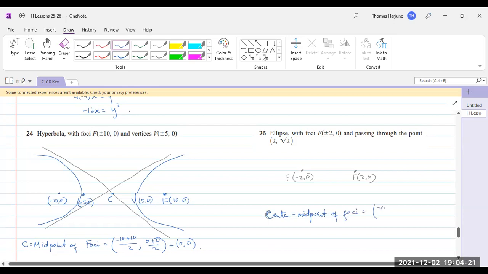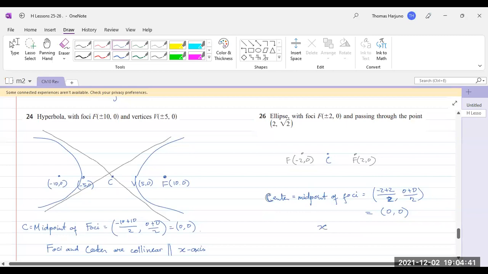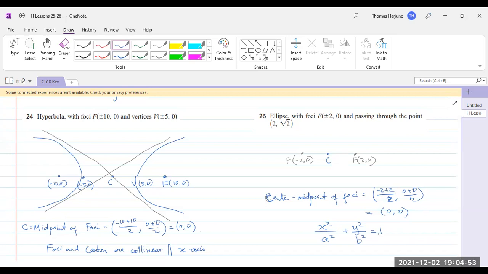That is negative 2 plus 2 over 2, 0 plus 0 over 2. I'm sorry, that's the origin. Okay, so the center is the origin. And once we know it's an ellipse, then it must be x squared over a squared plus y squared over b squared equals 1. Right? Okay, it must be that.